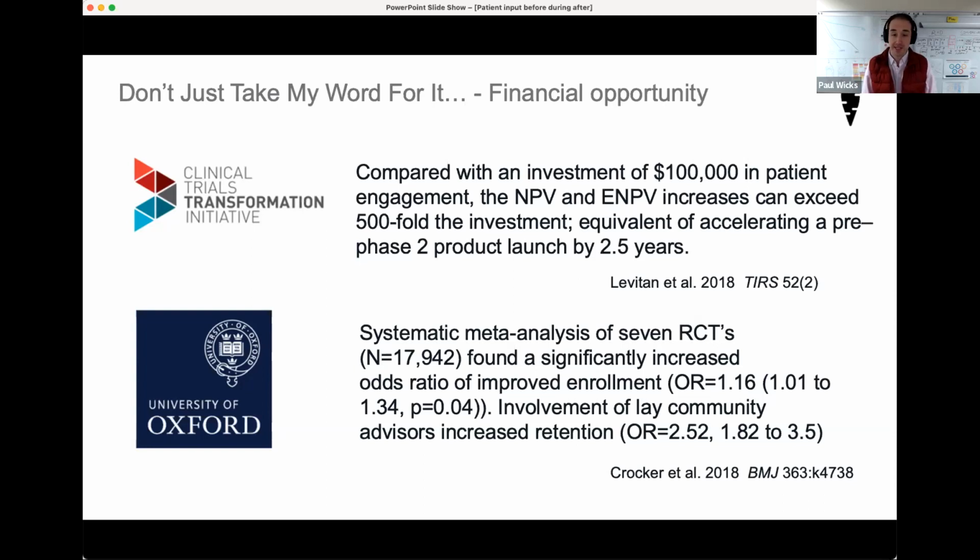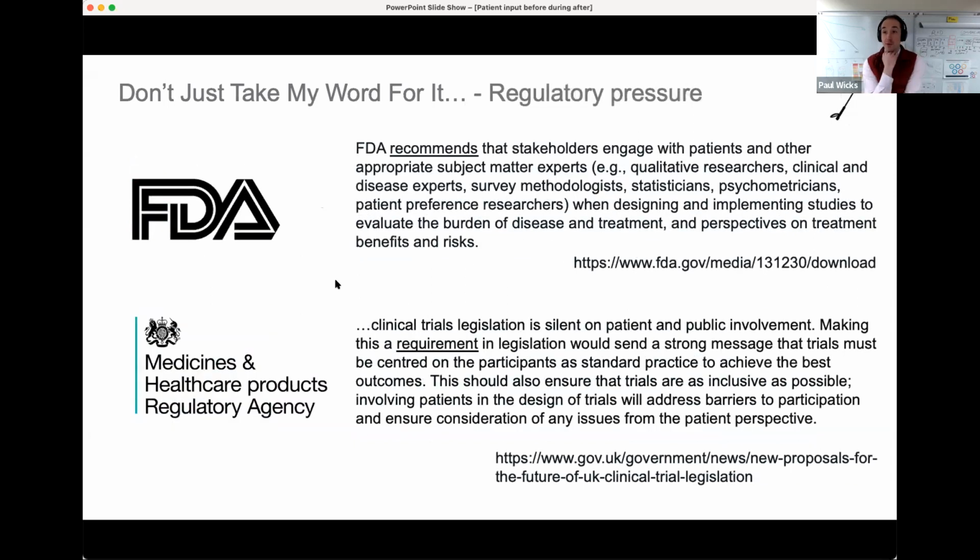A more academic study was looking at, again, more investigator-initiated or government-funded research, and found improvements in enrollment and retention, although perhaps not as significant as the industry-funded CTTI group there, or industry studying CTTI group, I should say. And what's the stick, right?